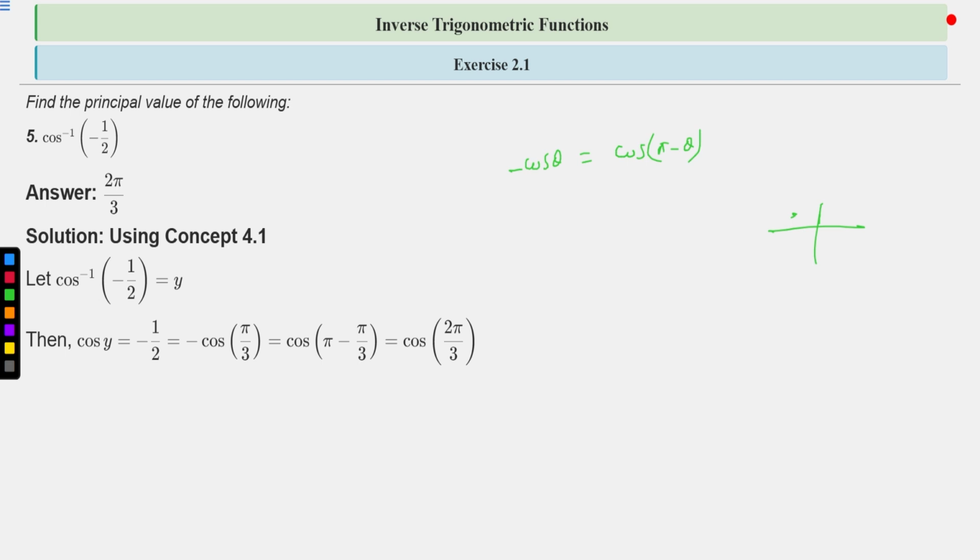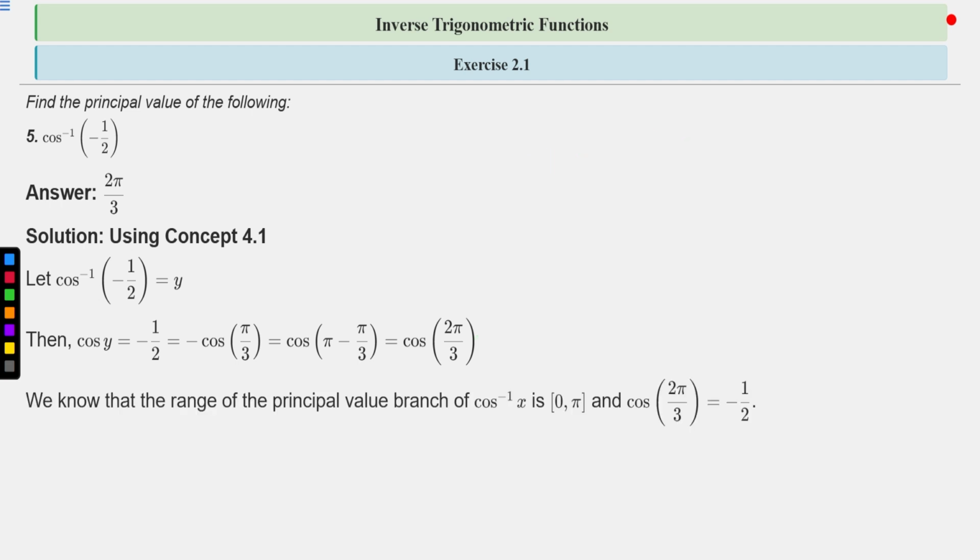So cos y is equal to minus 1 by 2, and it is equal to minus of cos pi by 3, right? And you can write it as cos of pi minus pi by 3. Therefore, pi minus pi by 3 will be equal to 2 pi by 3, right? So cos of pi minus pi by 3 will be equal to cos of 2 pi by 3. Now we have cos y is equal to cos of 2 pi by 3. We know that the range of the principal value branch of cos inverse is basically 0 to pi, and cos of 2 pi by 3 is equal to minus 1 by 2, right?